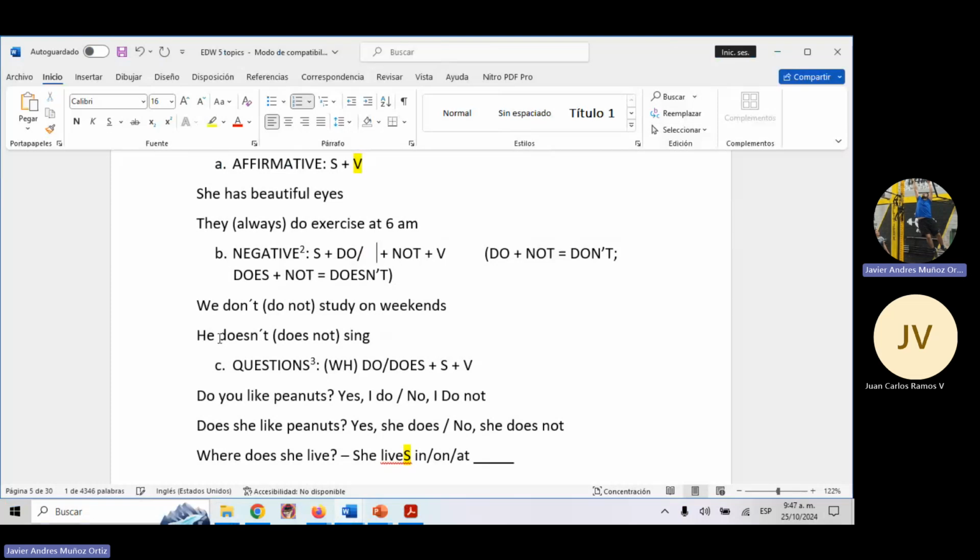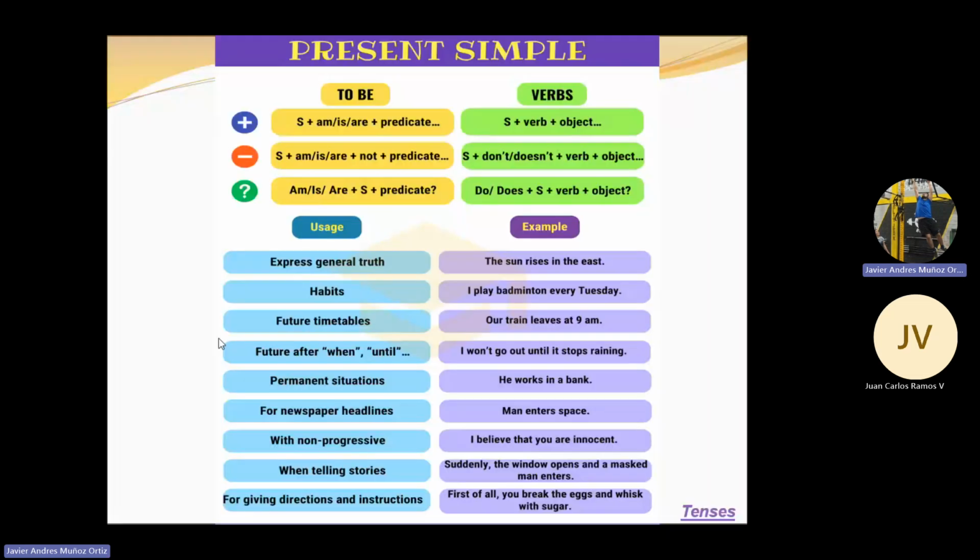And to create questions, if you remember, with the verb to be, we said that the verb to be goes at the beginning of the question, like in Spanish. In simple present tense, we're going to do something similar, because the auxiliary verb goes at the beginning. When do we use do? When we ask the question about myself, about we, about you, or about they, all plurals, and we are going to use does for a man, woman, or an animal.